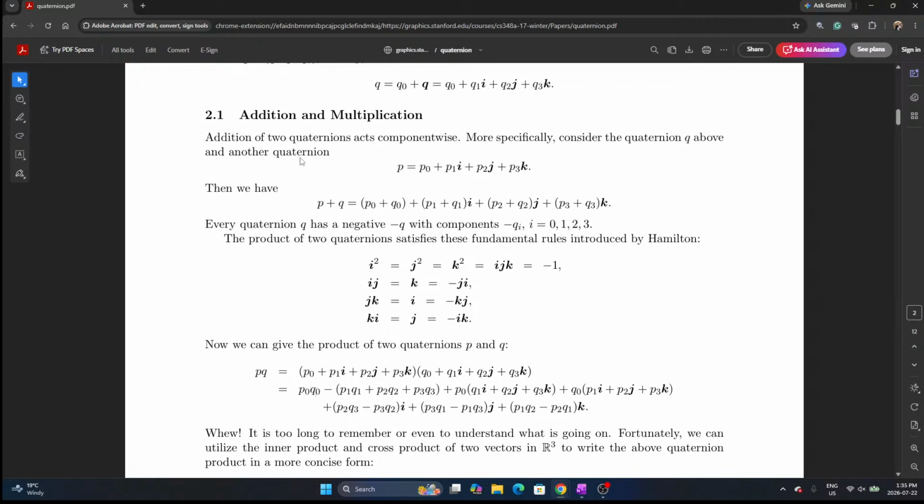You see, addition of the two quaternions acts component-wise. The product of the two quaternions satisfies these fundamental laws introduced by Hamilton. So these are just rules, huh? I think they can be derived. But in the notes, it's just given. It never really occurred to me because I was not very experienced when it comes to quaternions. But I was thinking, can we derive these from the first line?